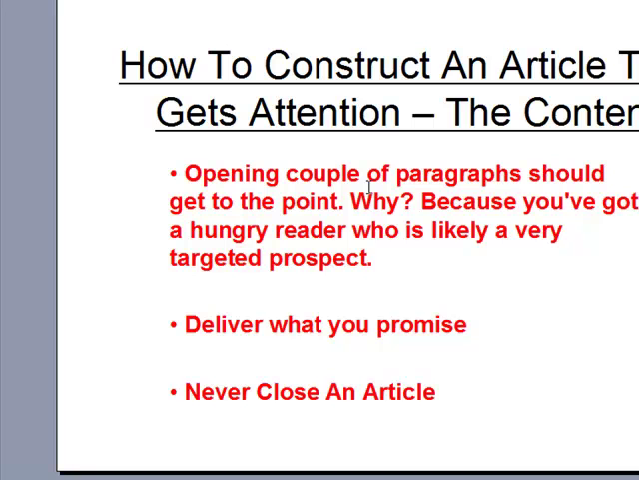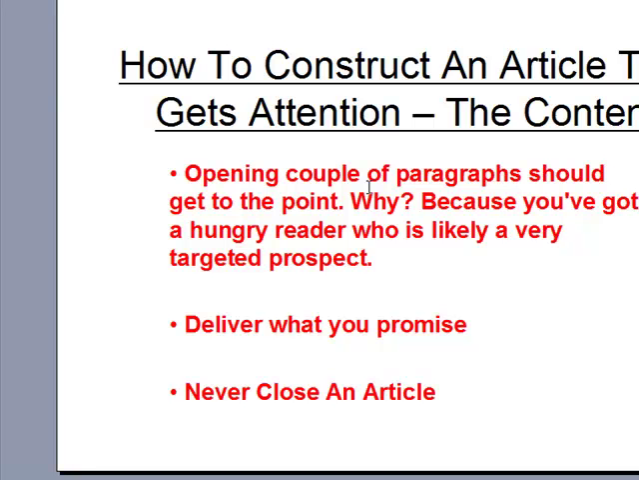Why? Because you've got a hungry reader who is likely a very targeted prospect. Someone that's found your article has more than likely typed in a long tail key phrase with intent to buy, so they're probably in a buying frame of mind. And the last thing you want to do is start the article off with plenty of fluff and get them to lose interest, because as I've said before, they will click away. You won't hold their attention span for very long, so get straight to the point. You need to deliver what you promise, and lastly, of course, never close an article.